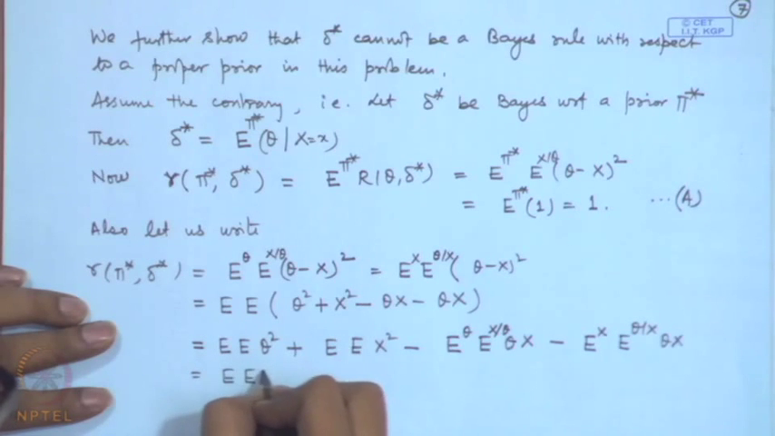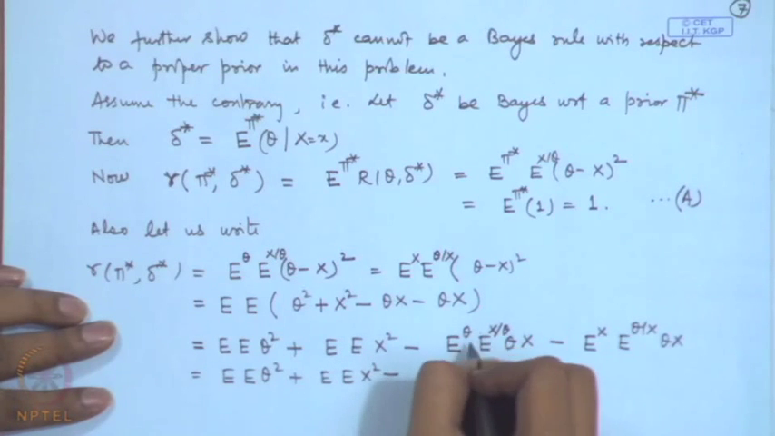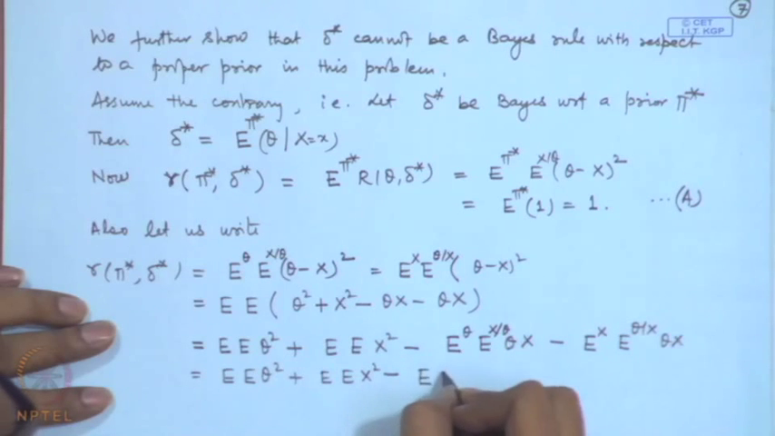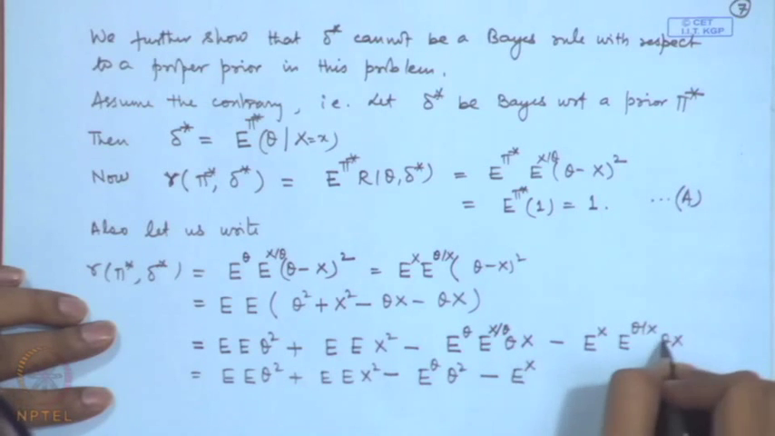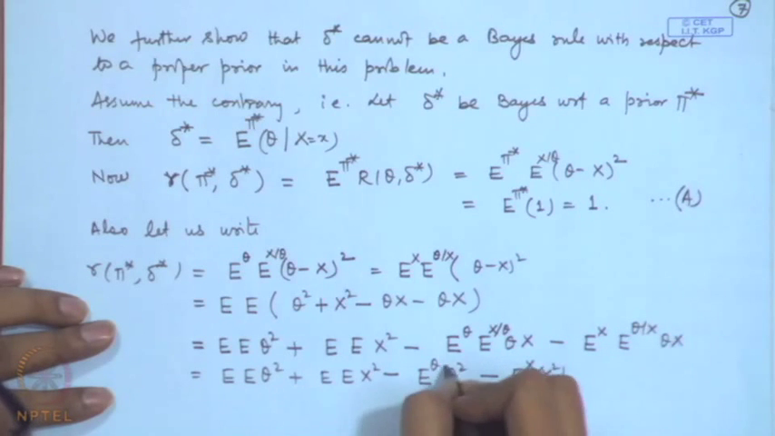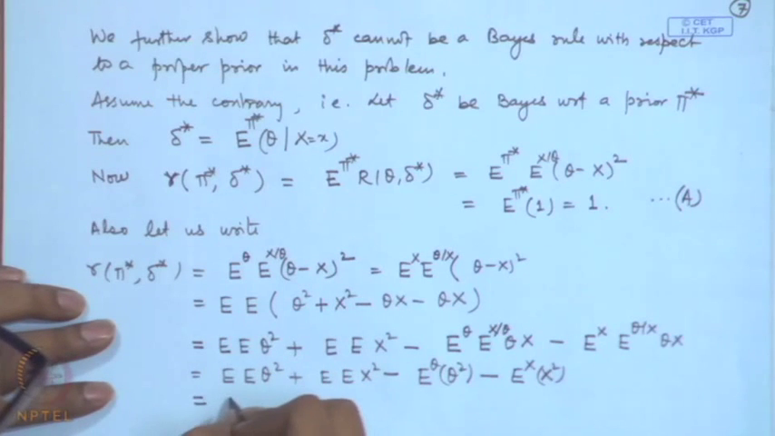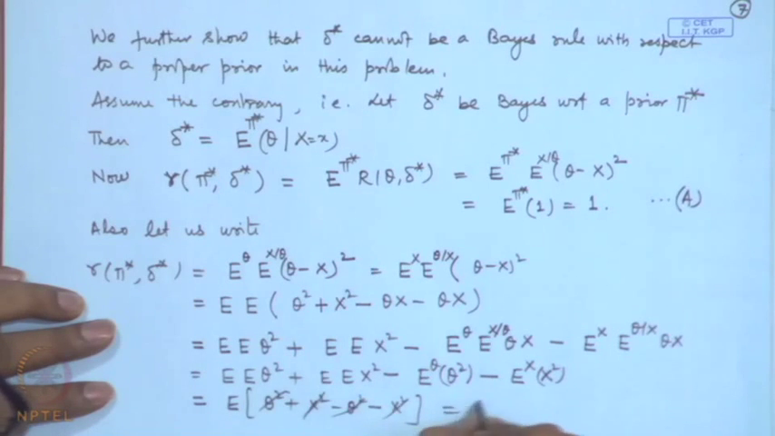Now, if I look at this term here, expectation of X given θ, this will give me θ. So, this will become θ², and if I look at this one here, expectation of X, then expectation of θ given X of θ, that is X. So, that is becoming X². Now, in these expressions you can consider this as simply expectation of θ² plus X² minus θ² minus X². So, these terms vanish, that is equal to 0.